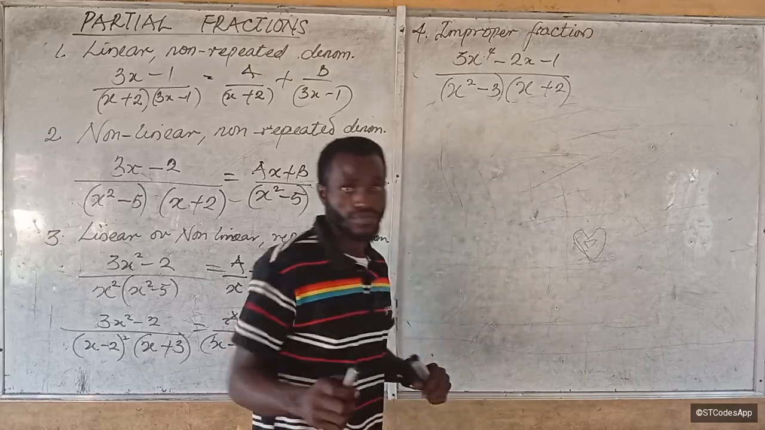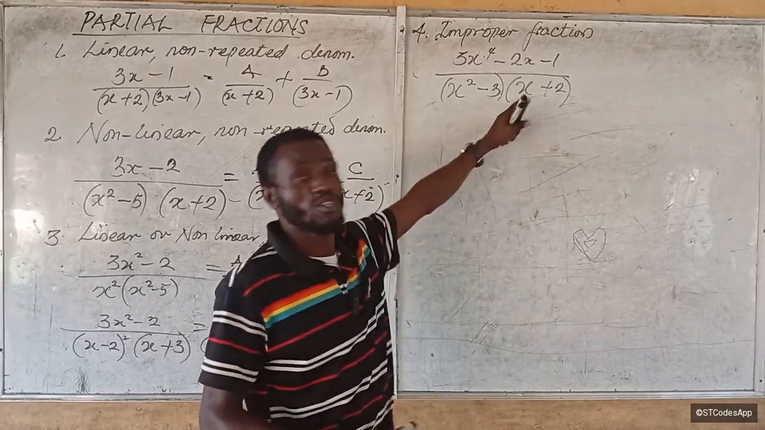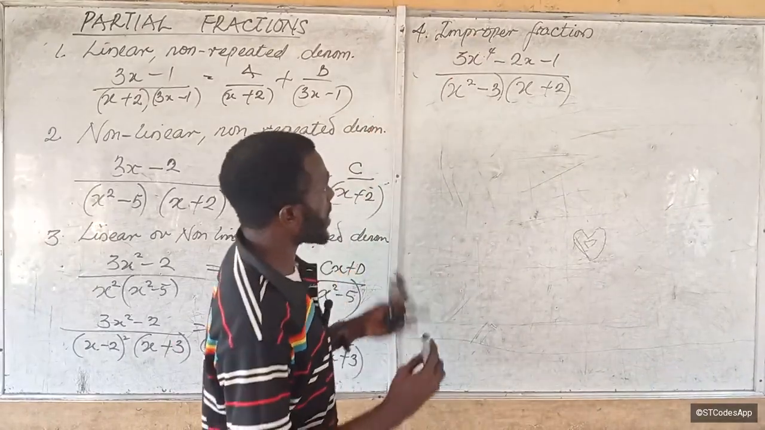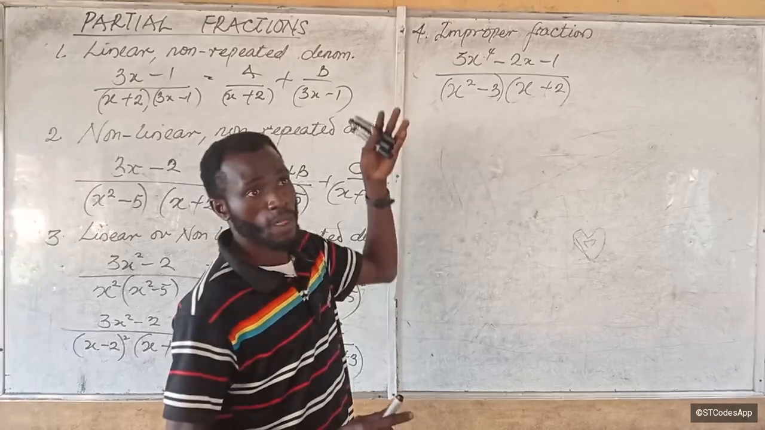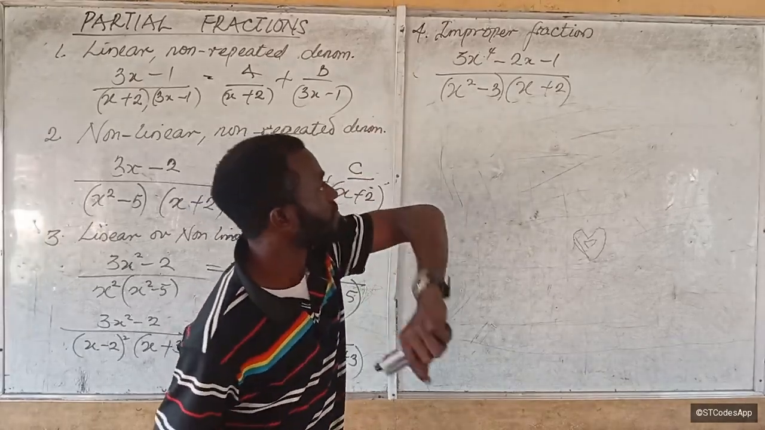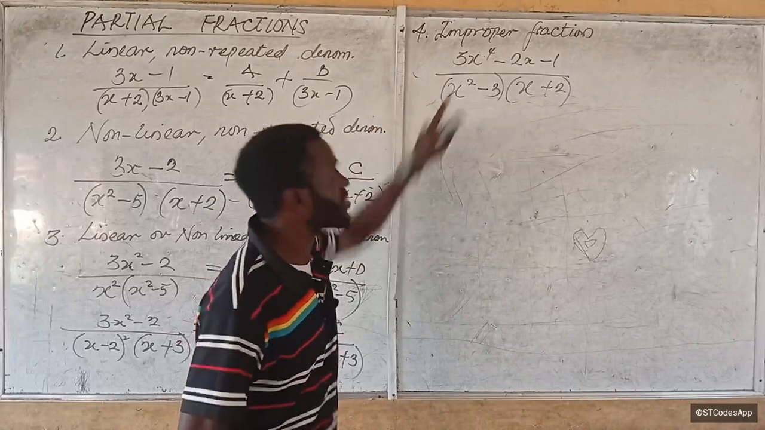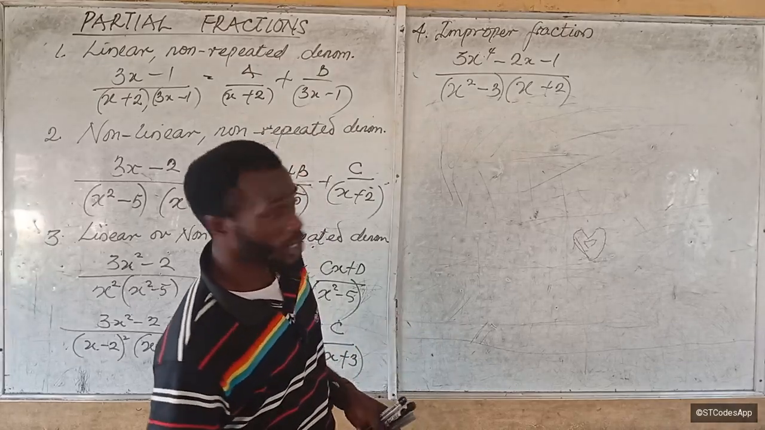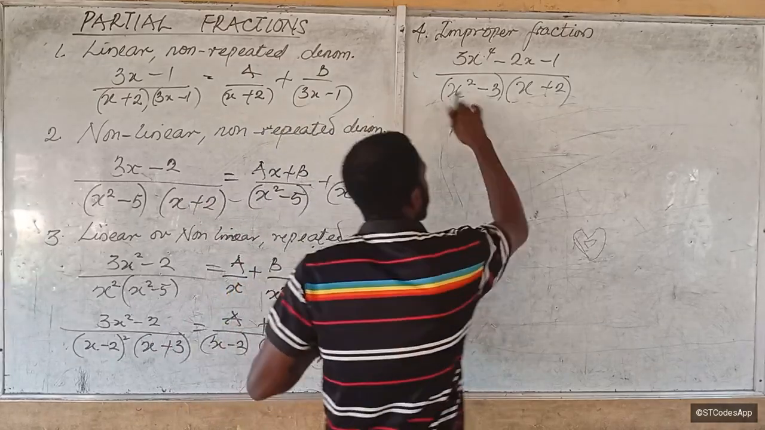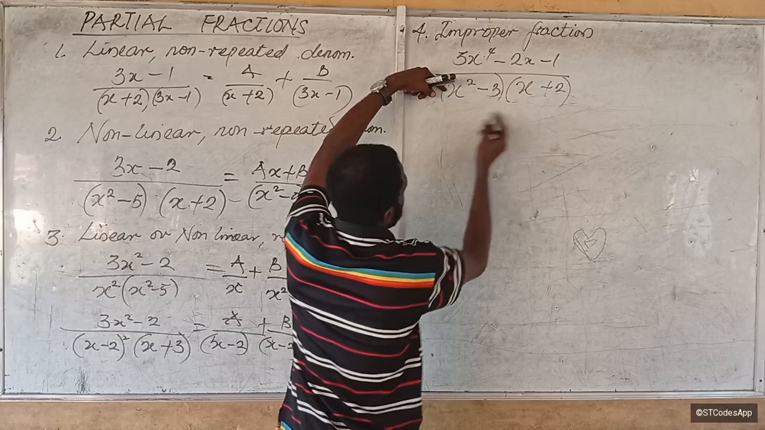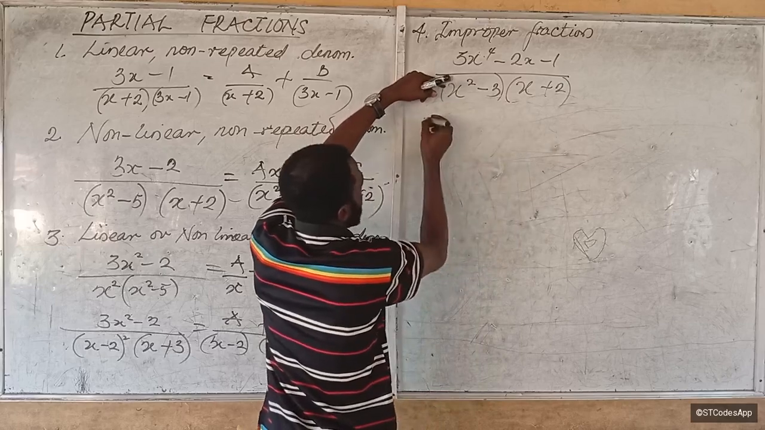Open the bracket of the denominator. By the time you open the bracket, you now use it to divide this. So maybe I'll also solve this so that you understand what I mean. So let's start with this. Now watch what I'll do. What I'll first do is to multiply these together. Now when I multiply this, I'll have x squared times this will give me x cubed. So this is our denominator.